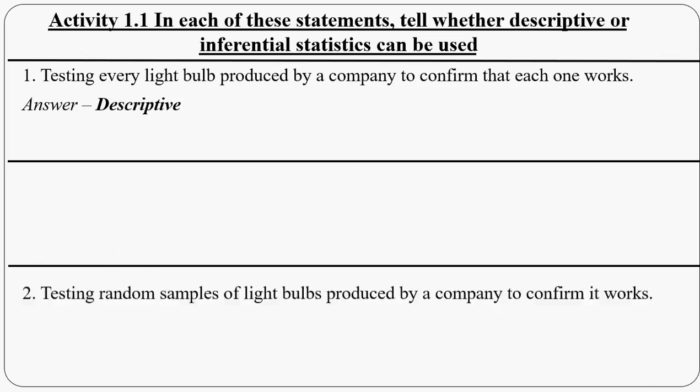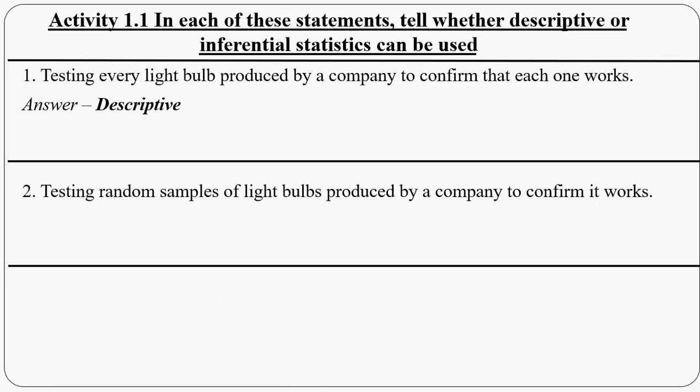Now, question number 2. Testing random samples of light bulbs produced by a company to confirm it works. Could you please guess what is the answer, dear students? It is inferential statistics. Now you can understand the difference between descriptive and inferential statistics. So when everything is tested, it falls under the category of descriptive. When you draw a random sample and go for inferences, it is said to be inferential or inductive statistics.